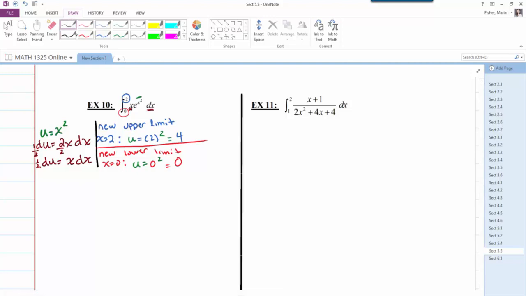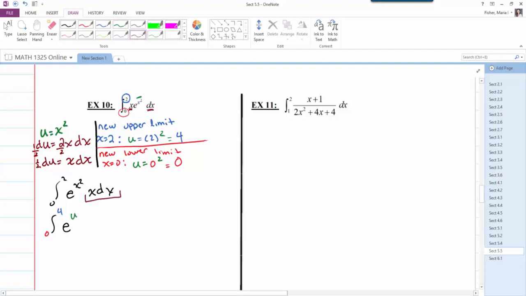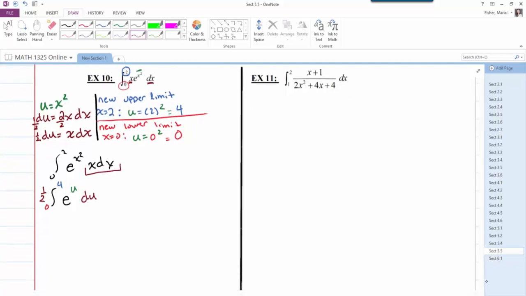So we're looking at the integral from 0 to 2 of e to the x squared times x dx. So this becomes the integral from 0 to 4 of e. Remember, x squared is actually u. And my x dx is 1/2 du. Well, the integral of e to the u du we know is going to equal e to the u, and this gets evaluated from 0 to 4.